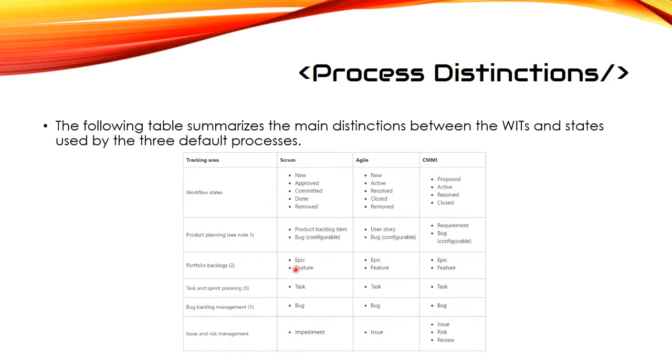You still have epics and features across the three. The same thing for tasks or for bugs. Your issues are handled differently, where in Scrum you have something called an impediment. In Agile you have an issue, and in CMMI you have an issue, risk, and reviews. And all of these I'll talk about a lot more in separate videos I have for each of Scrum, Agile, and CMMI.